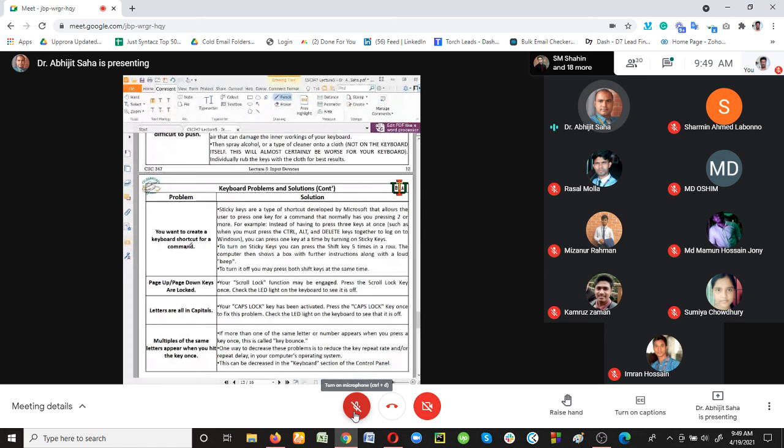You want to create a keyboard shortcut for a command. This is known by everyone, I guess: Alt, Control and Delete. If you press that, what is going to happen? There is going to be a taskbar. In recent Windows operating systems like Windows 7 and Windows 10, when we press Control Alt Delete, it shows us different options, what exactly you want to do.